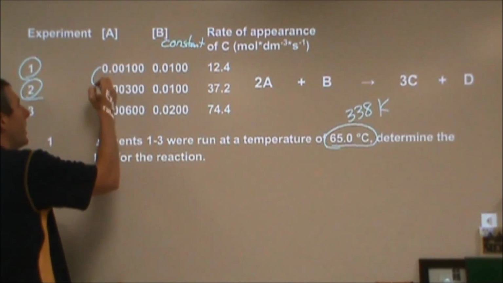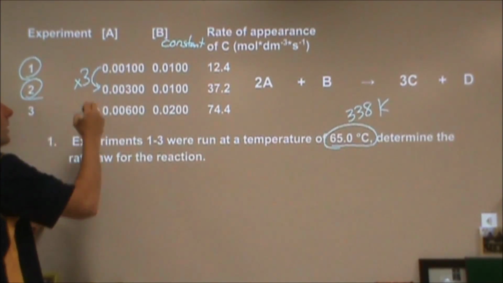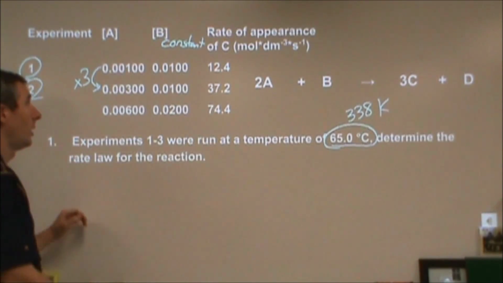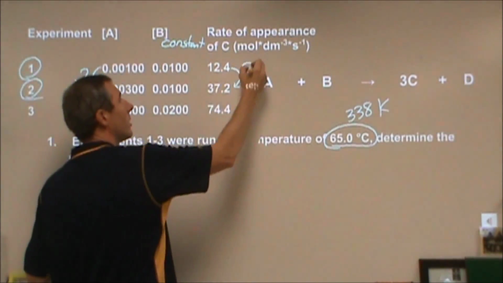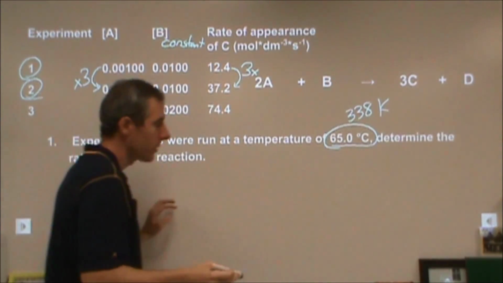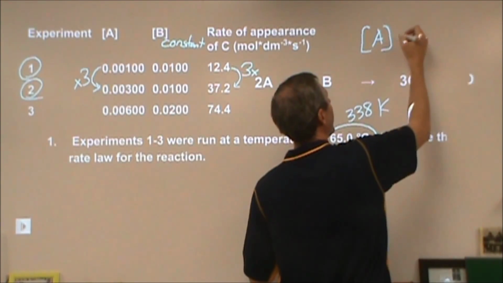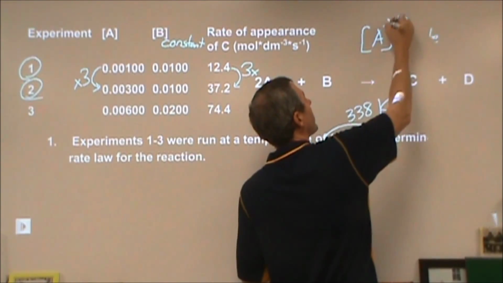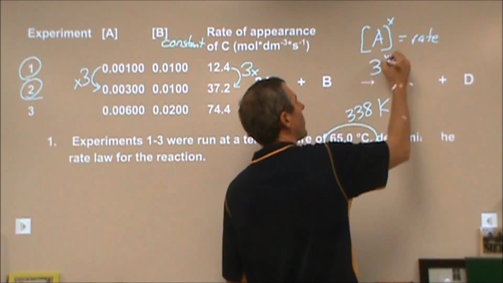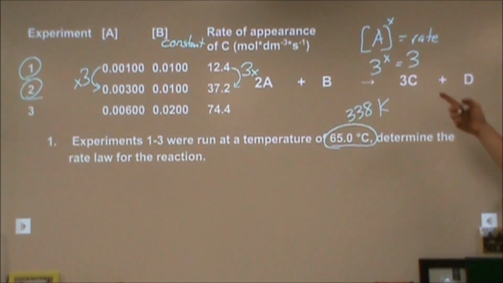From experiments 1 to 2, A is going up by 3. It's increasing by 3 times as much. And when that happens, the rate goes from 12.4 to 37.2, which is also an increase of 3. So what that means is that the concentration of A has some effect on the rate, and that's raised to some power. When this is going up by 3, and the rate goes up by 3, you can figure out what that exponent is. 3 to the x has to be 1.